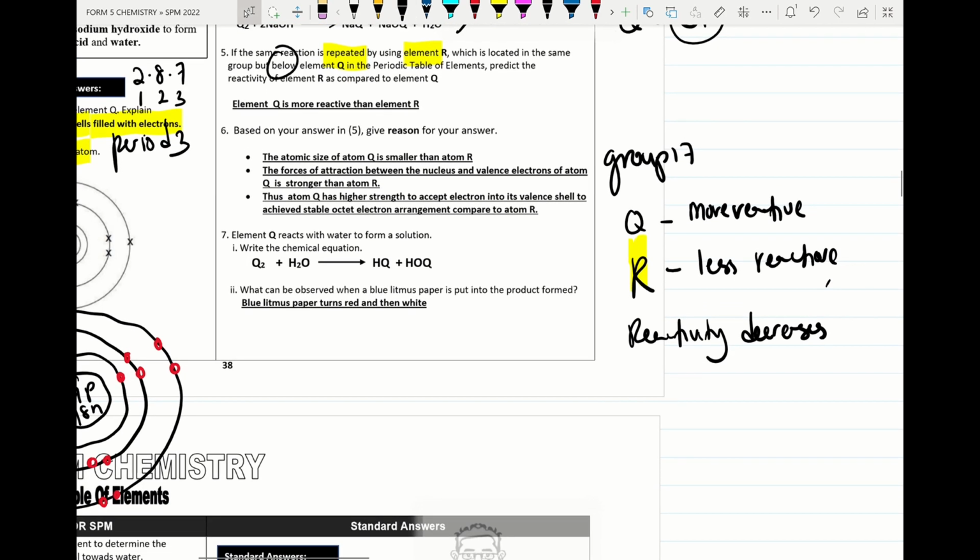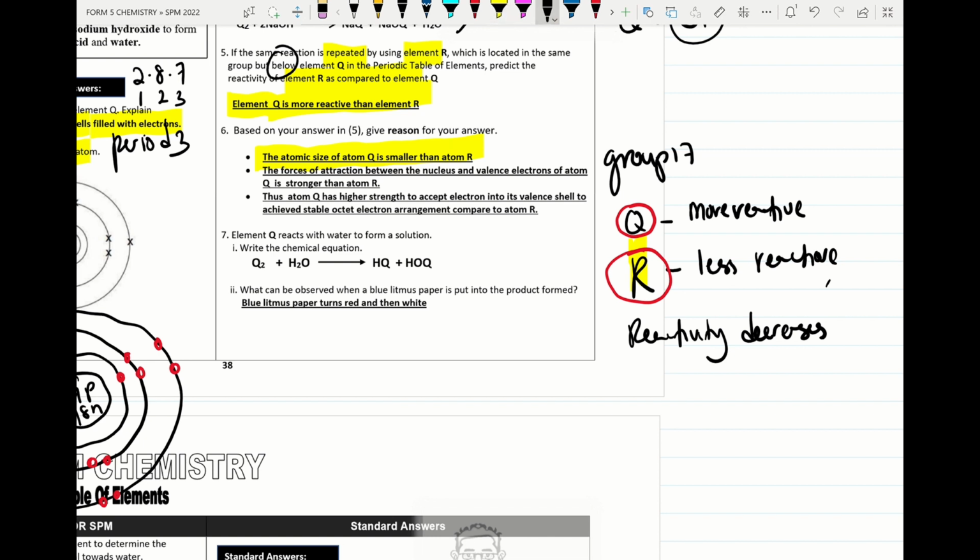Alright, so we try to answer this question. Alright, compare the reactivity of element R and Q. So we put element Q is more reactive than element R. Alright, so why is this? We try to explain: the atomic size of Q is smaller, the atomic size of R is bigger. So the first point, the atomic size of Q is smaller than R.